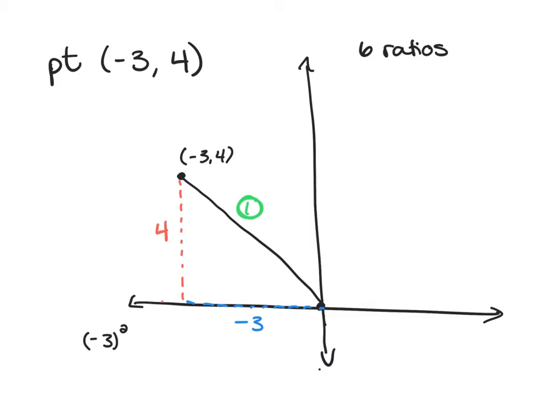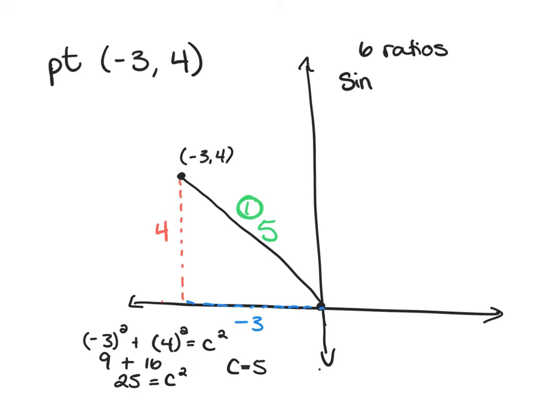-3 squared plus 4 squared. This is just the Pythagorean theorem. So 9 plus 16, which is 25. That's c squared, so c equals 5. So now I know that this distance here is 5. So that's step number 1. And then step number 2 is just set up your ratios.